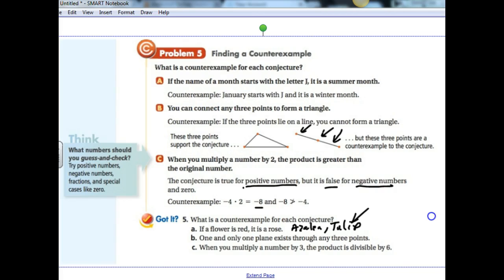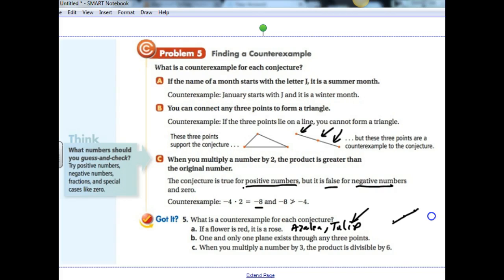B, one and only one plane exists through any 3 points. So if you've got any 3 points, they could be in a line. They don't have to be necessarily in a plane that would go through that, because those 3 are collinear, but they're not necessarily in the same plane.